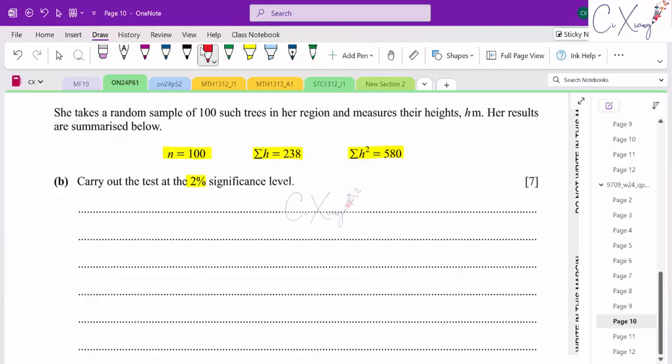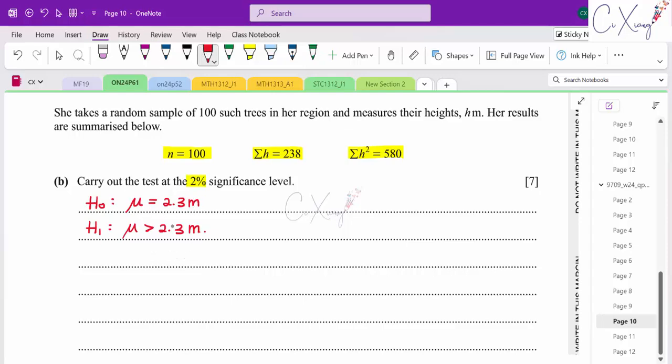Okay, so let's start. First step, of course, you have to set up the null and alternative hypothesis. So they're talking about the mean height, right? So the height of the population is 2.3 meters. And she wants to test whether in her region the trees are taller. So taller means greater than 2.3. So this is the first step.